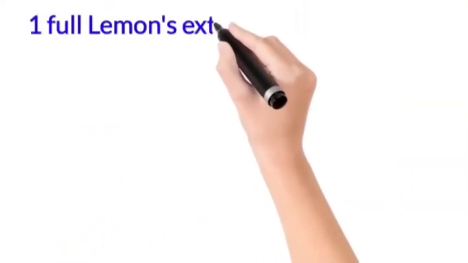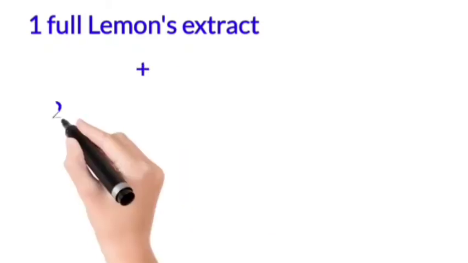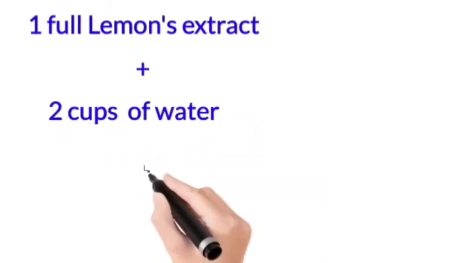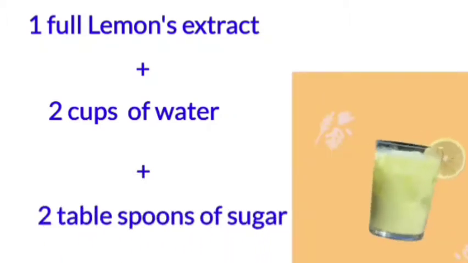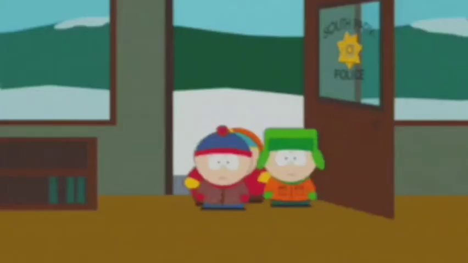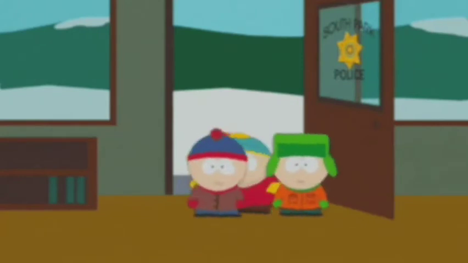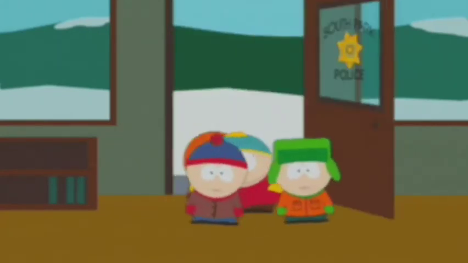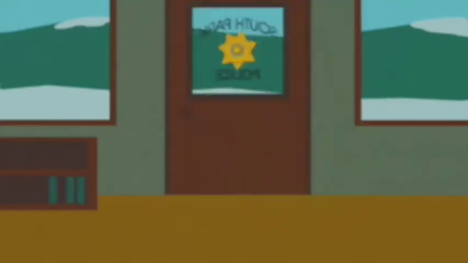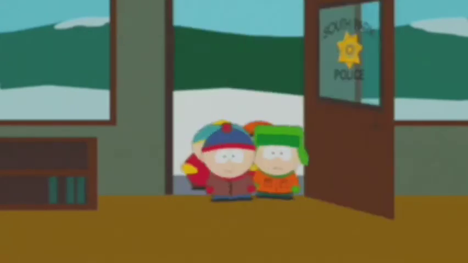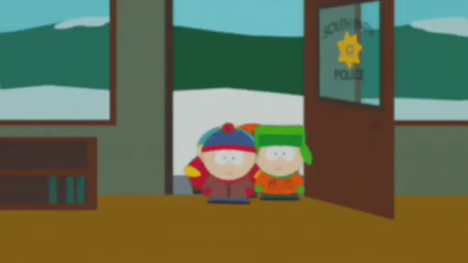How will you prepare? You are going to add 1 full lemon's extract with 2 cups of water and 2 tablespoons of sugar. While preparing juice, your friends enter in your home. So, you are going to prepare juice for them also. What you will do? Yes, you are going to double your ingredients according to your friends.